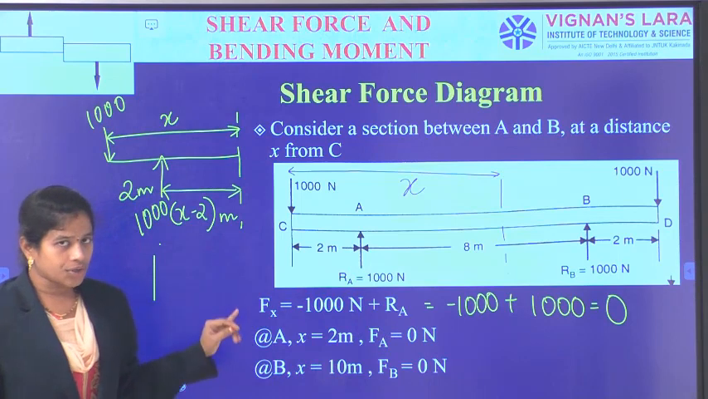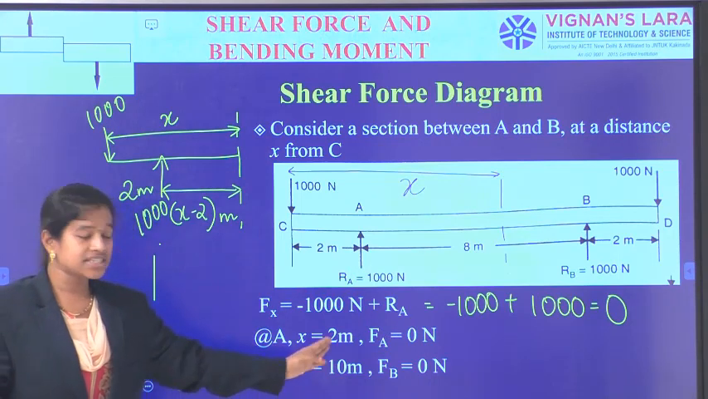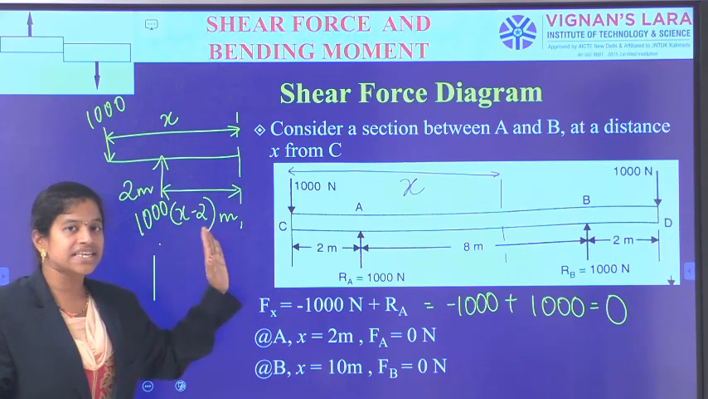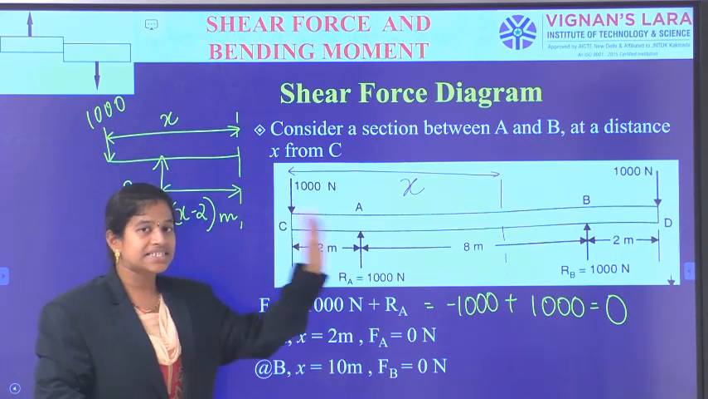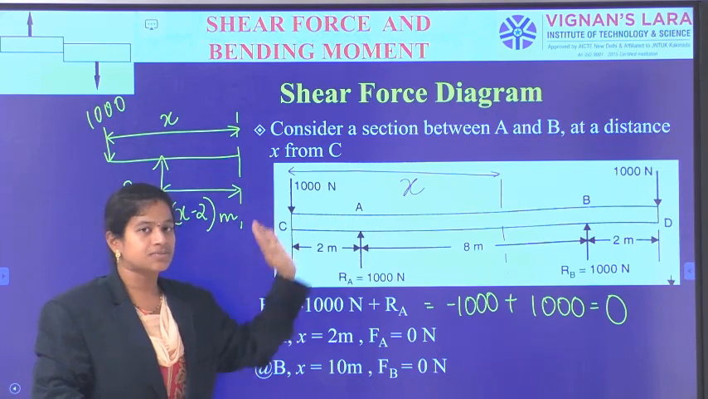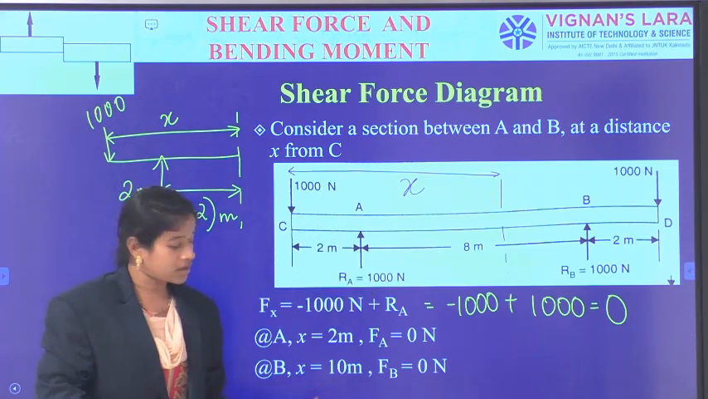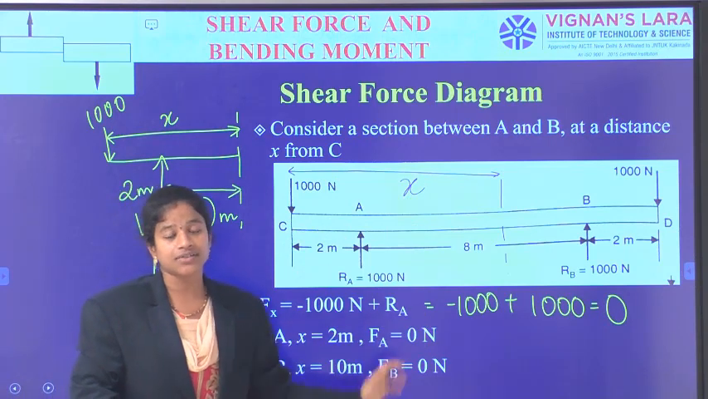So if you want to substitute x at x is equal to 2 meters and x is equal to 10 meters, because that x is measured from C. X is measured from C. So for A it is 2 meters, and for B it is 10 meters. Okay. So in this way, for 2 and 10, I have got Fa is equal to 0 and Fb is equal to 0 newtons.